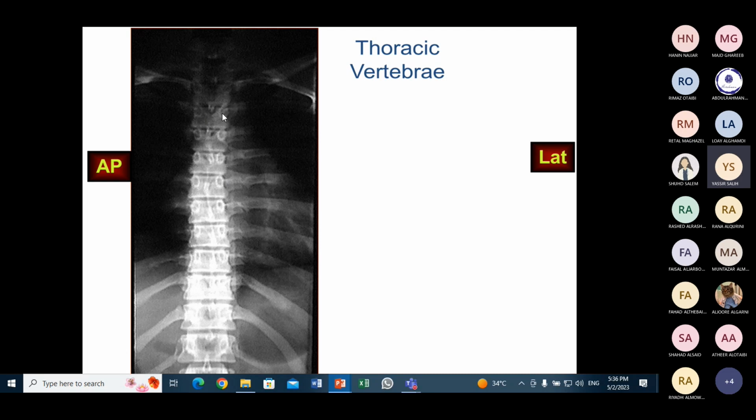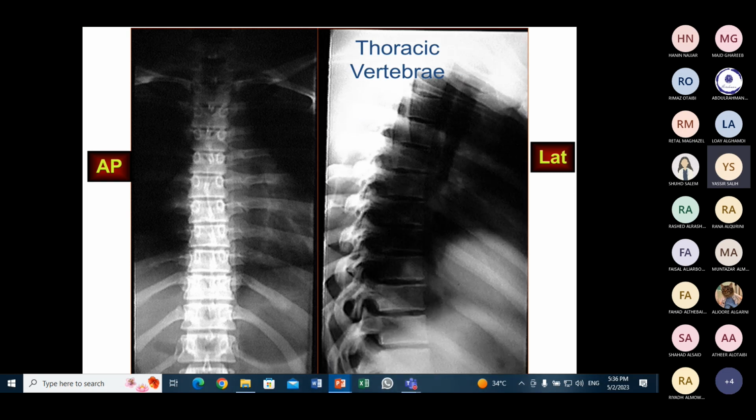These are the ribs, and these are the pedicles. Here are some more pedicles, and these are the spinous processes. These are the vertebral bodies. Between the bodies, these are the intervertebral disc spaces. This is the thoracic vertebrae AP, and this is lateral.